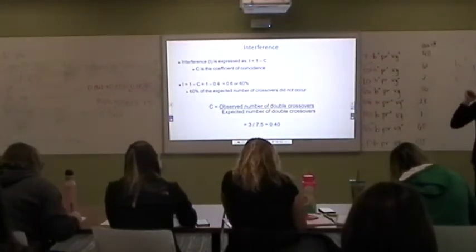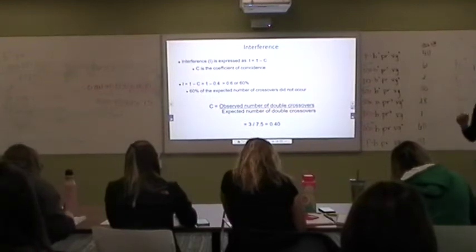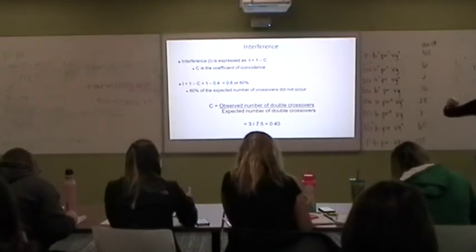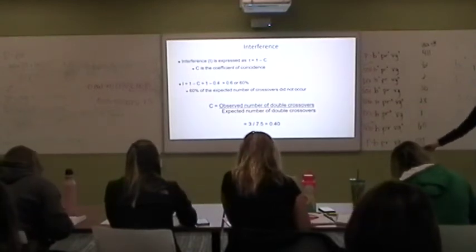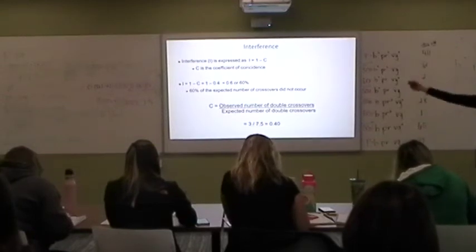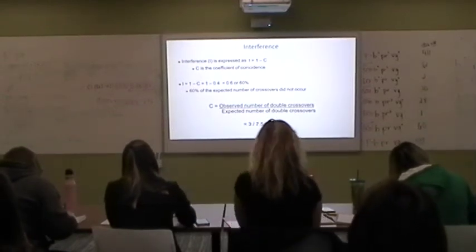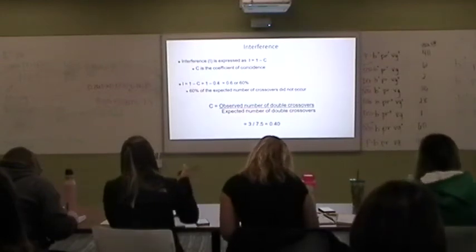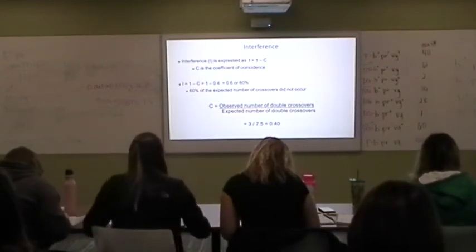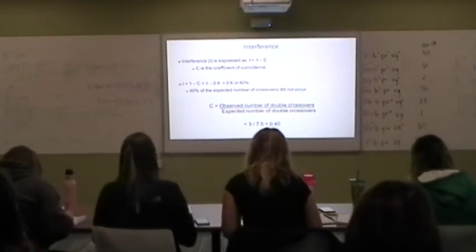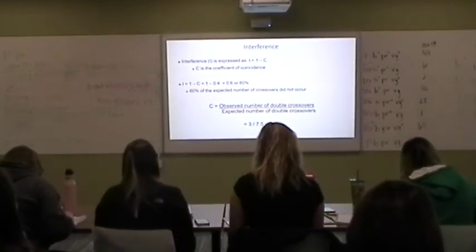We have 60% fewer double crossover individuals than we would expect. That's what this is telling you. So we have to calculate the number of double crossovers we expect, and then see the proportion that we actually got. So we actually got 3 out of 7.5, or 60%.